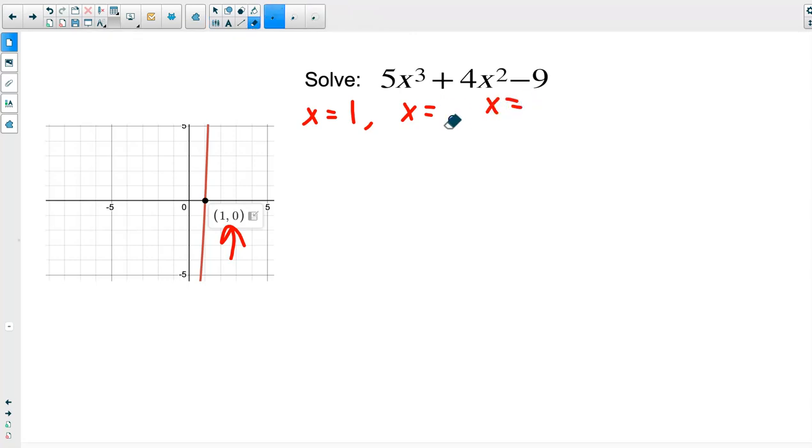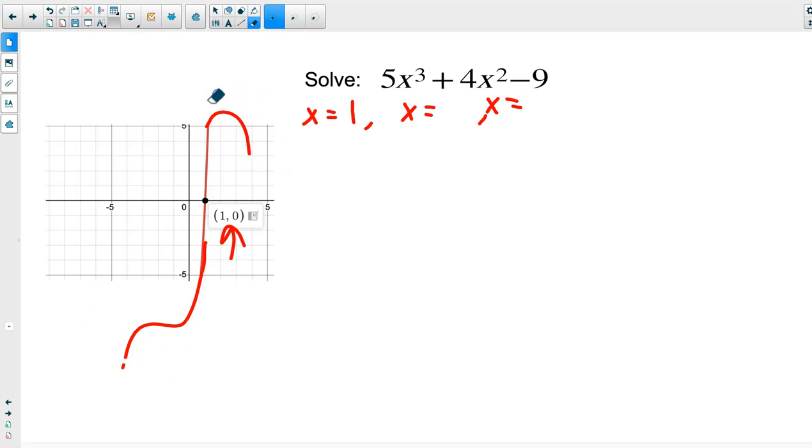Now, this is a cubic, so it could turn and come back down and go back up, and we could have 2 real solutions. Probably not, though. Or it could go way up here, or way down here, and so we'd have 2 imaginary solutions. We're going to figure it out, though.